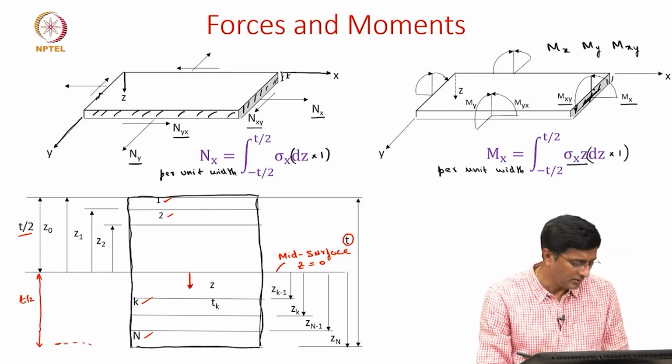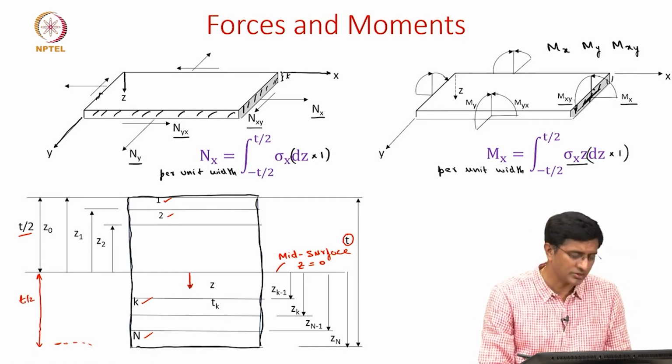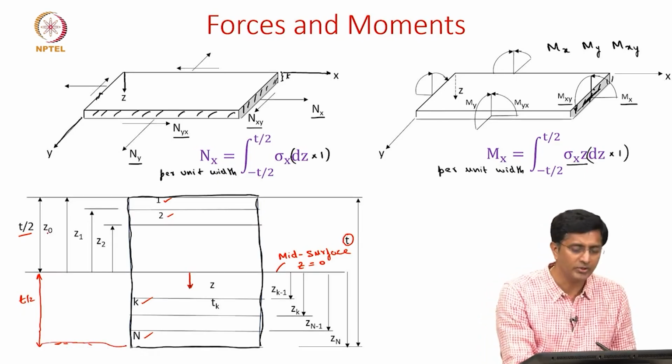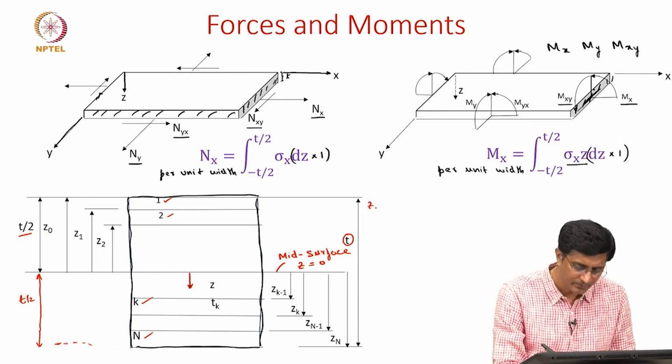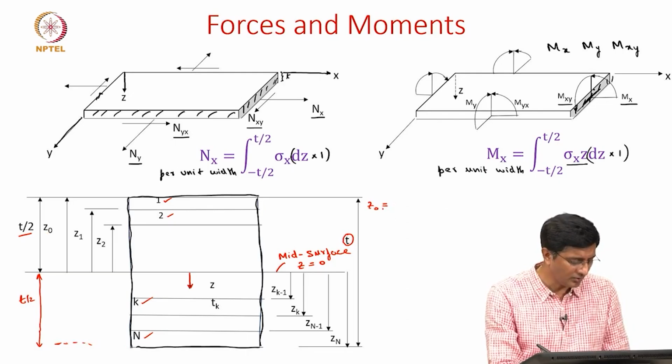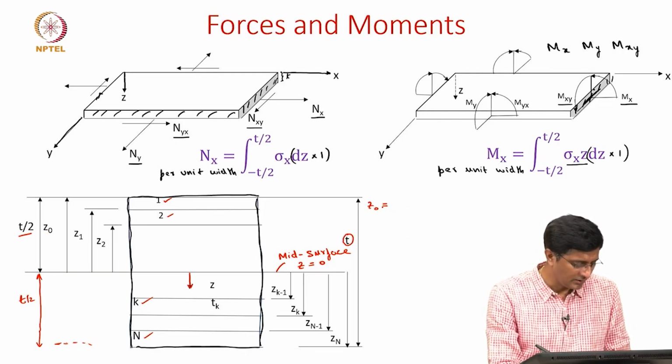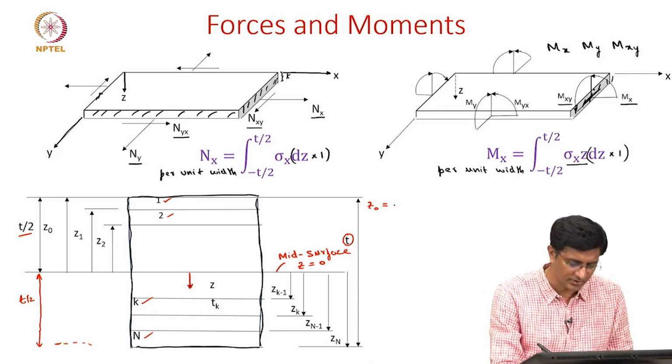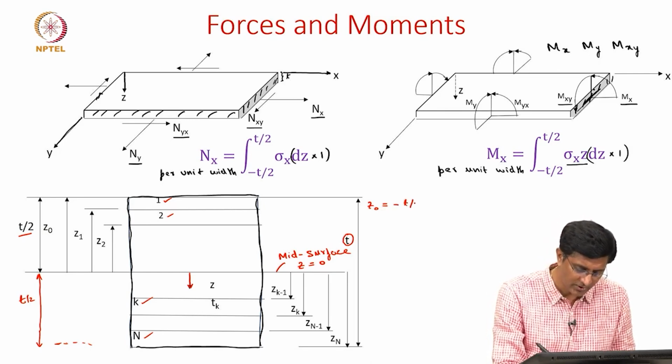So now let's see how we can start notation. So Z naught will be the top surface, and what is the value of Z naught? It is a distance of T by 2 from the mid surface and in the negative Z direction. So we should write it as minus T by 2.